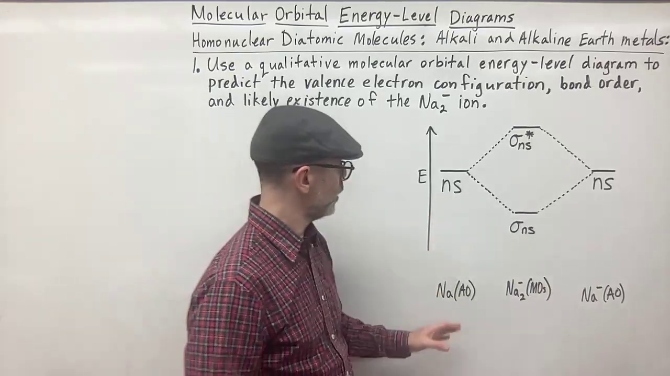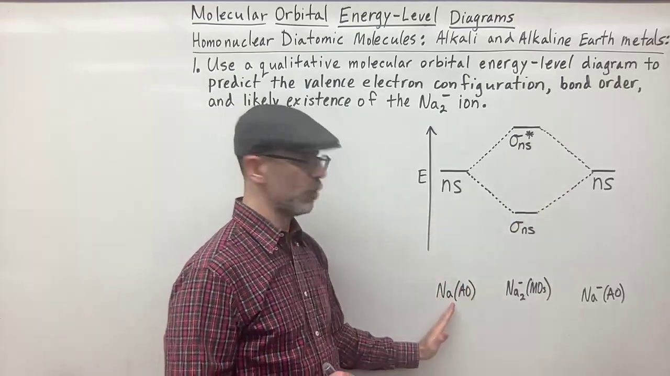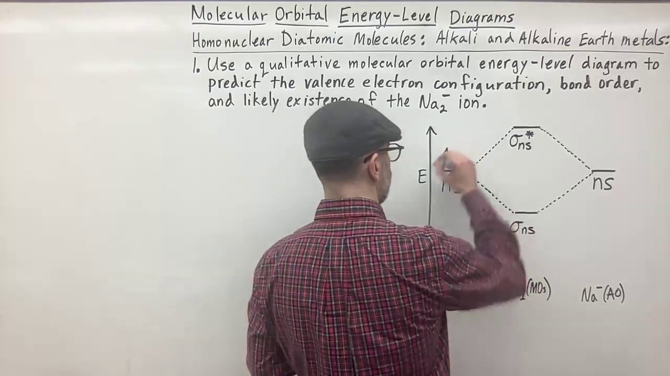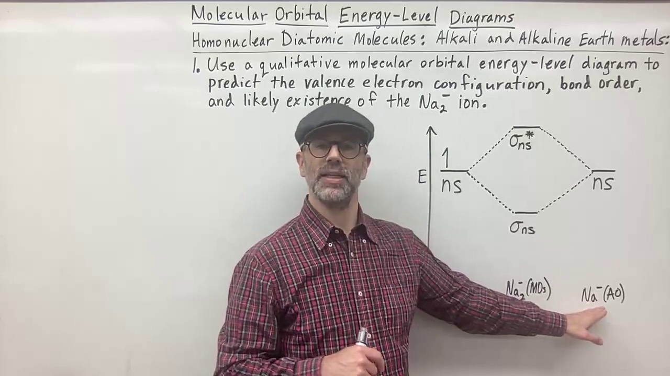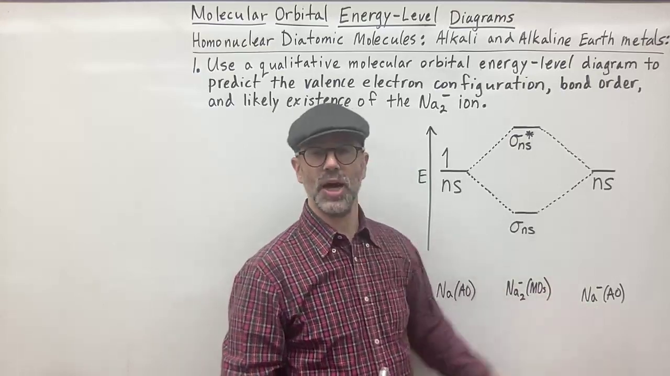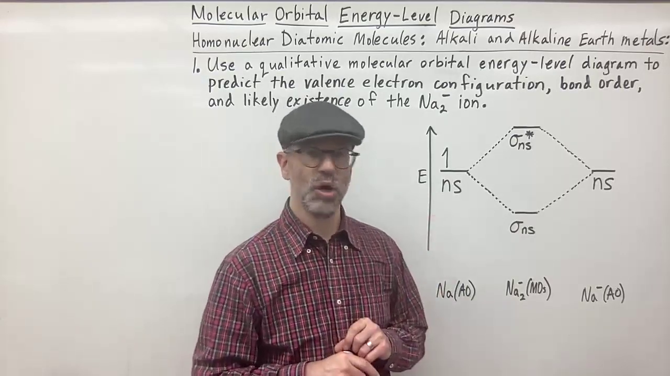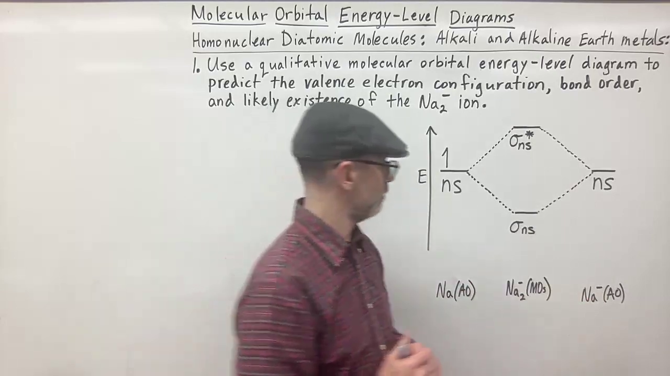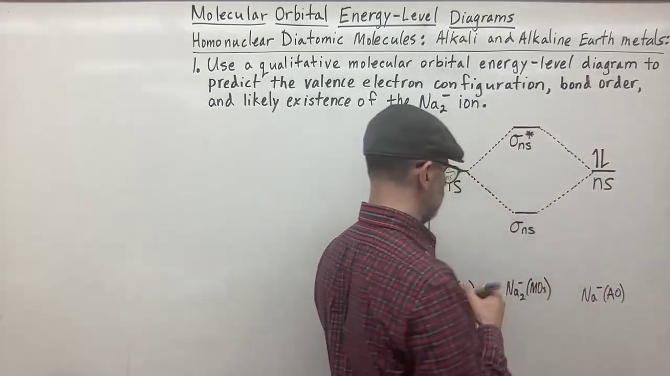Okay, so first thing we need to do is fill in the atomic orbitals with our valence electrons. We have sodium here. Sodium is in group 1, so it has one valence electron. So we'll put one valence electron there. Here we have sodium minus, a sodium ion with a negative charge. Normally it has one valence electron, and one valence electron would balance the charge, giving zero charge. But since it has a negative charge, that indicates it has two valence electrons. So that's going to be spin up, spin down.